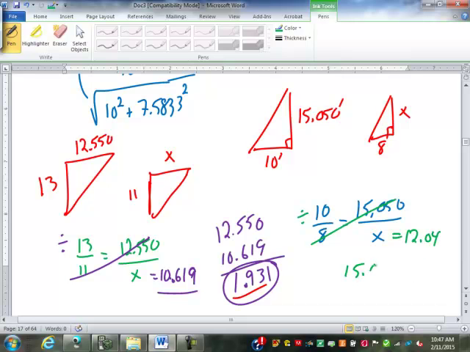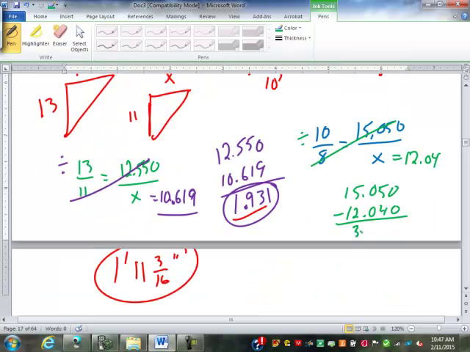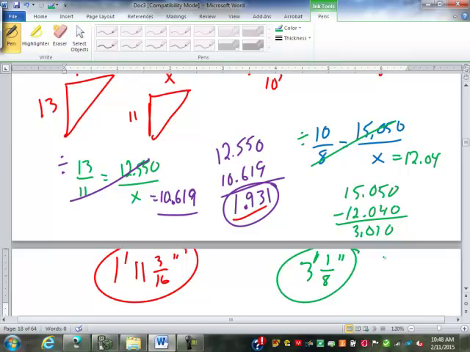So our decrease is 15.050 minus 12.040, or 3.010. That says 3 feet, 0 inches. If you multiply 0.10 times 12, it's 0.12, so it's 0 whole inches. 0.12 times 16 is 1.92, so it's 2/16 or 1/8 of an inch. So it's 3 feet and 1/8 of an inch is the decrease. Make sense?